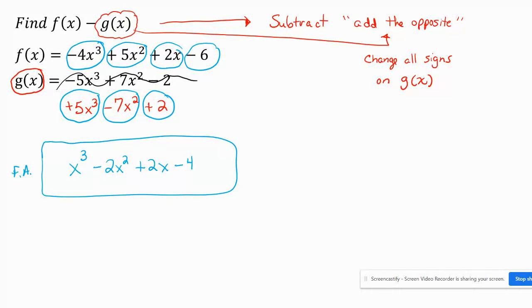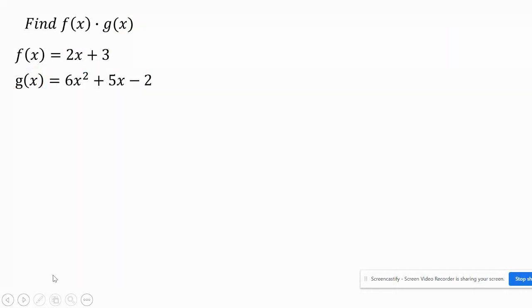So on subtract, you have to add the opposite, and you only change the signs on the back function. Okay? Okay, we're going to move on to the next one. Okay, this next one is multiplication.